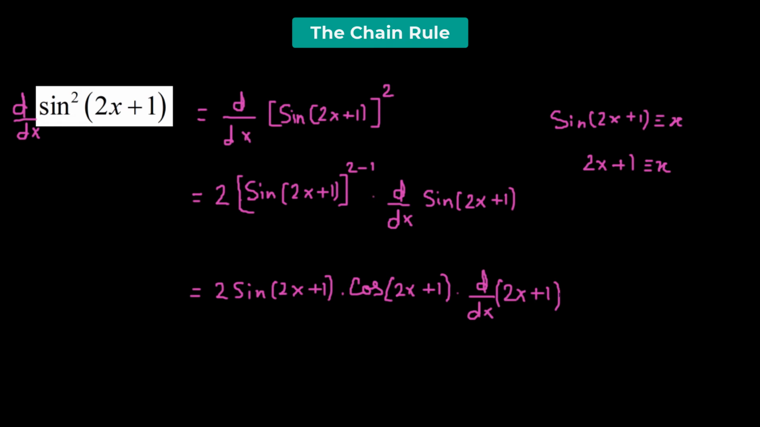So the derivative of 2x plus 1 is going to give us 2. So we have 2 times 2, which is 4, sine 2x plus 1 times cosine of 2x plus 1. So this is the derivative of the given function with respect to x. Let's move on to the next question.